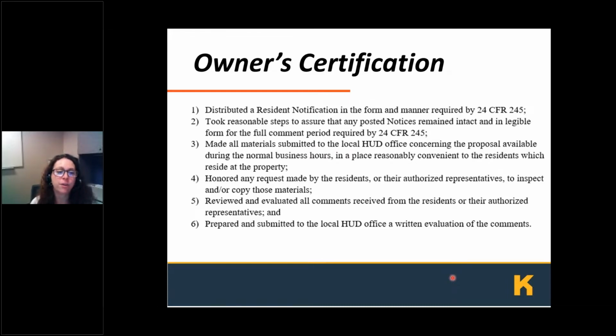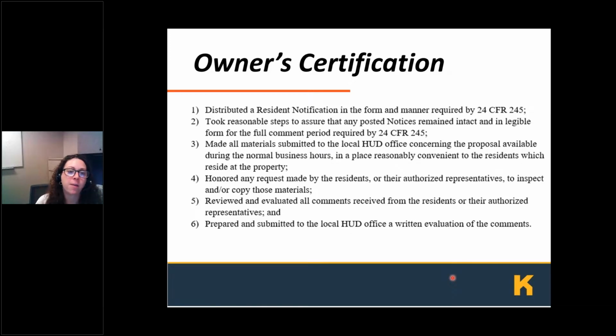You're certifying that you've made sure that the notices stay intact and are legible. You've made all of the information available to your tenants, that you've reviewed, evaluated comments. So that's what you're signing, that you've done all of this. So we can't have you turn it in at the same time as your tenant notice. Got to wait those 30 days and then send it in.